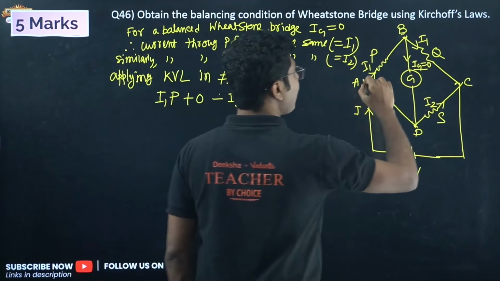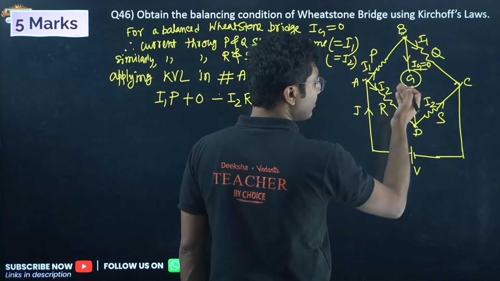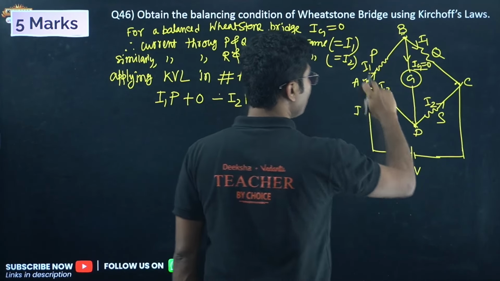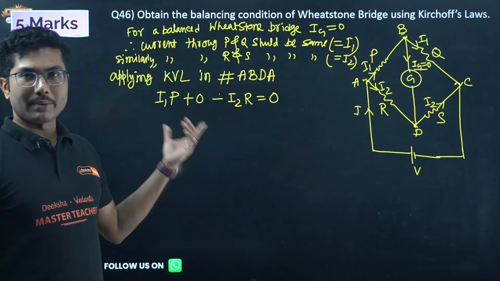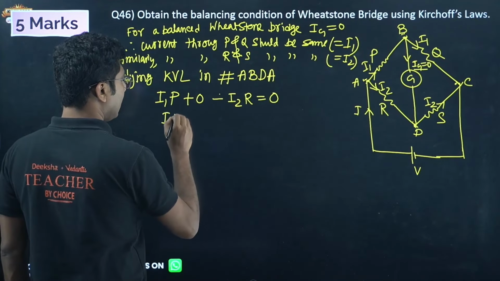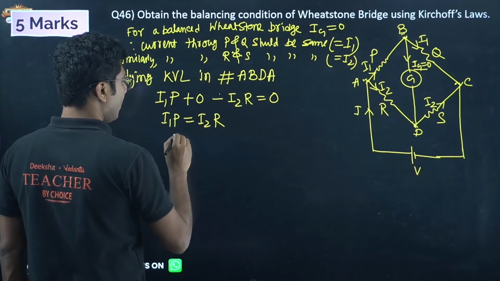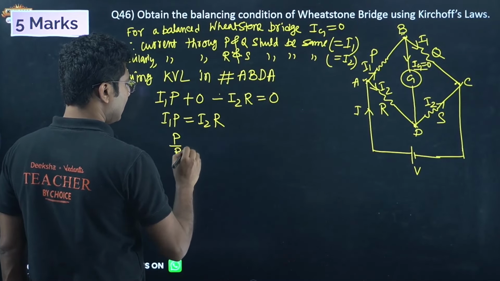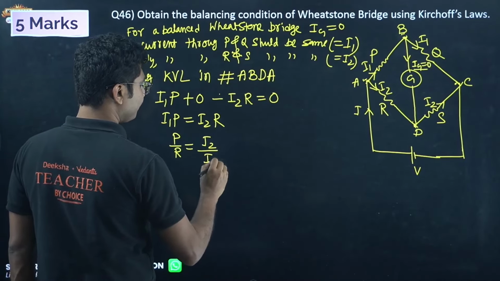And is there any battery connected in this loop? No battery is connected. Battery is connected outside the loop, but not inside this loop. So this should be equal to 0. That's how we apply Kirchhoff's voltage law, right? So I1P equals I2R, or P by R equals I2 by I1.